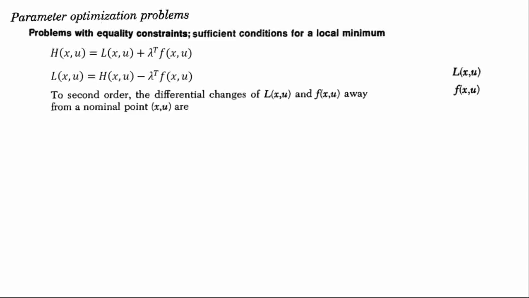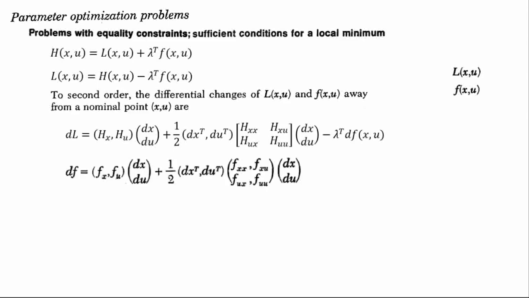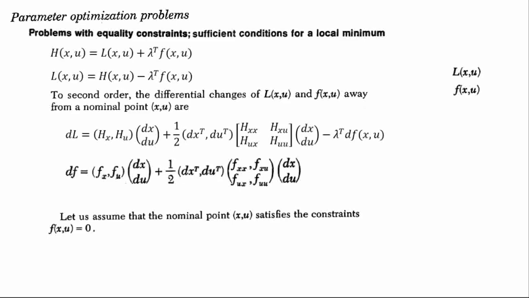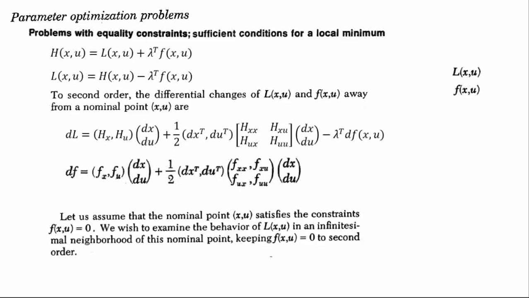To second order, the differential changes of L and F away from a nominal point x and u are given as follows, for L and for F. Now, let us assume that the nominal point x and u satisfies the given constraint f of x and u, which equals 0. Here, we want to examine the behavior of the index function L in an infinitesimal neighborhood of the nominal point while keeping f of x and u equal to 0 to its second order.